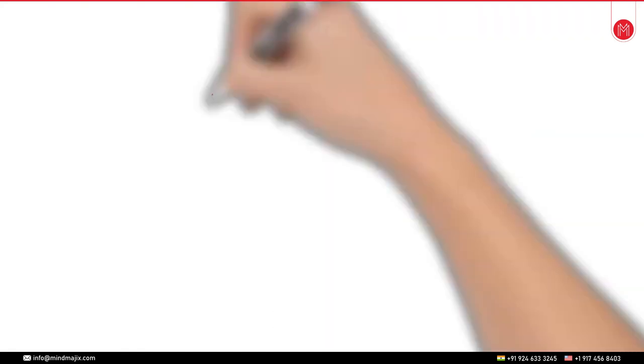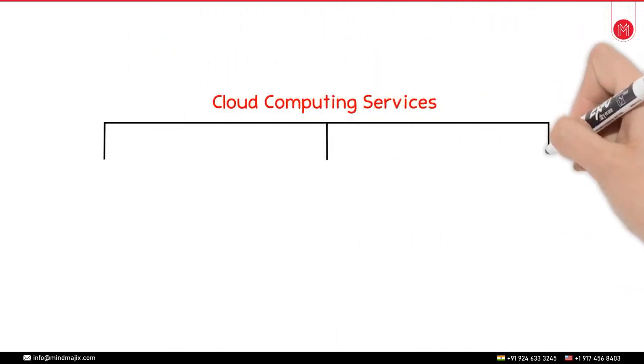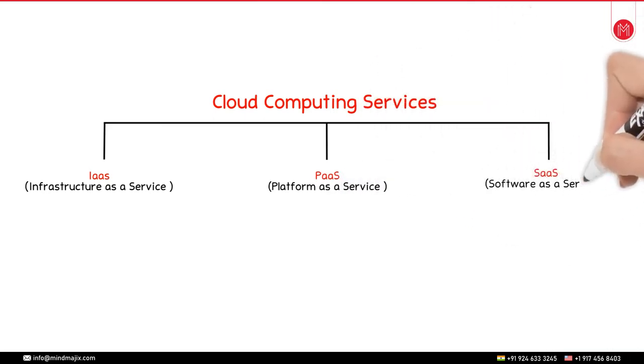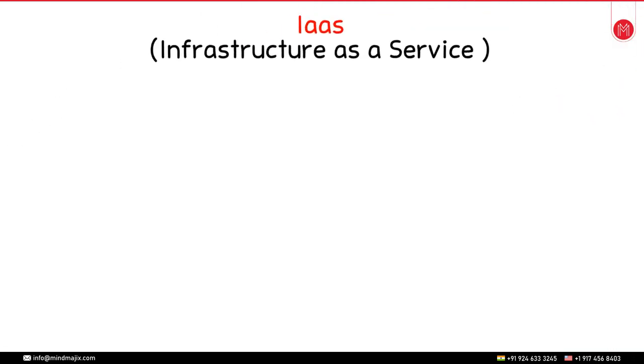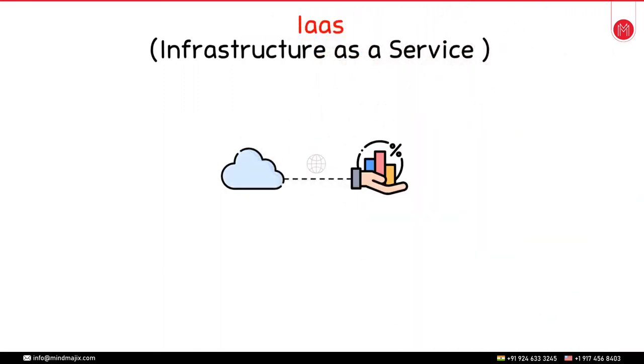And now if you talk about the computing services model, there are again three types here: infrastructure as a service, platform as a service, and software as a service. So if you talk about infrastructure as a service, this category of cloud computing services helps you in handling data and application over the internet.